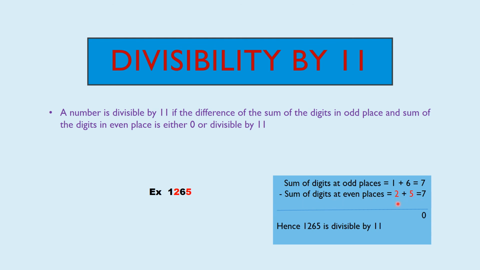Now the difference of the sum of the digits in odd place and the sum of the digits in even place should be either 0 or a number which is divisible by 11. So here you can see that on subtracting, 7 minus 7, you get 0. Hence the number 1265 is divisible by 11. Now, if you get a number which is a multiple of 11, suppose 11, 22, 33, then also the number will be divisible by 11.